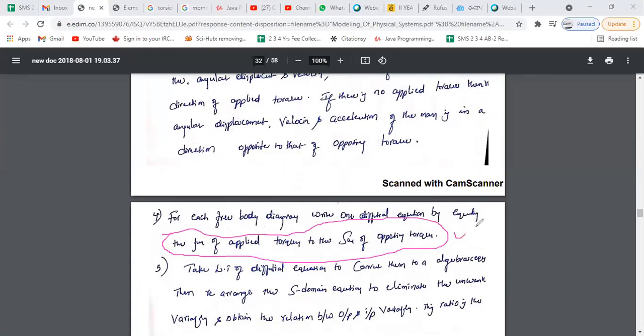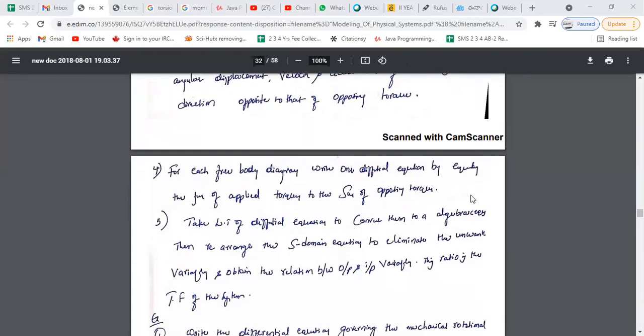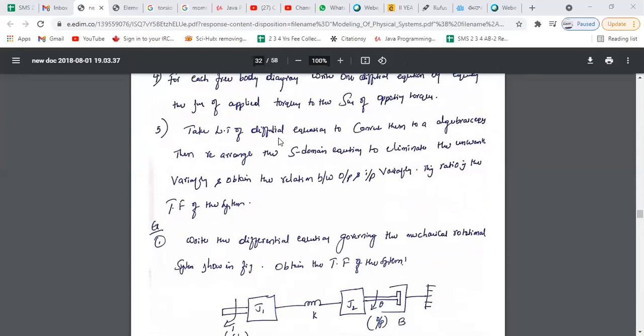Sum of applied torque equal to the sum of opposing torques. After writing the differential equations using Newton's second law of motion, take the Laplace transform of those differential equations and convert them into algebraic equations. Then rearrange those algebraic S domain equations as a ratio of output to input variable, which is also called the transfer function of the system. This is the guideline and the procedure.